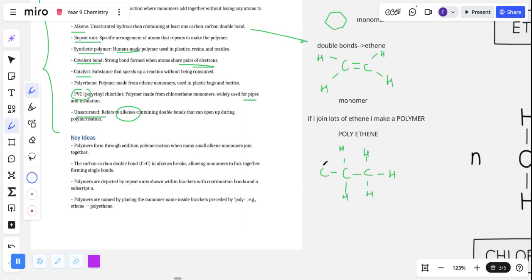Funnily enough, it's like riding a bicycle. When you first start, you've got to know where the brakes are. After a while, you just know where they are. No one has to tell you. So this is propane. There are no double bonds.